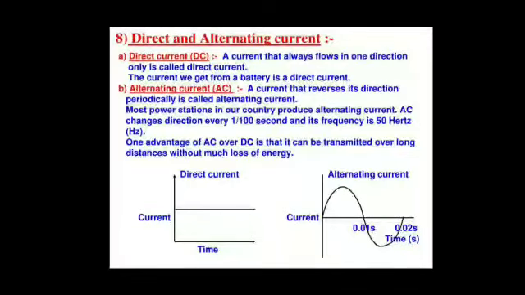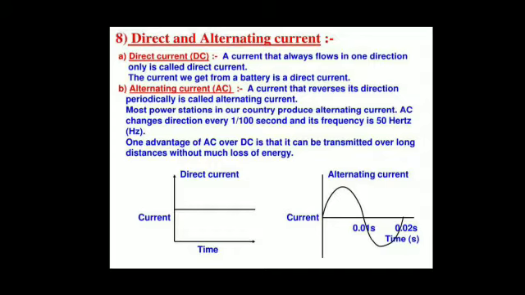Today we will learn about DC and AC current. DC means direct current and AC means alternating current. DC current always flows in one direction. The current we get from a battery is a direct current.